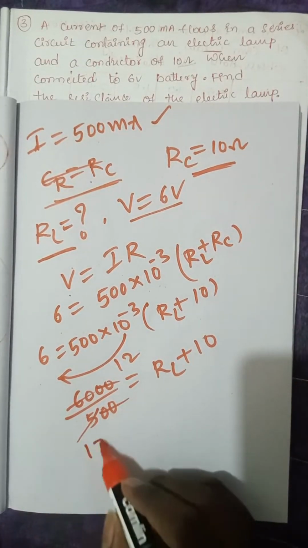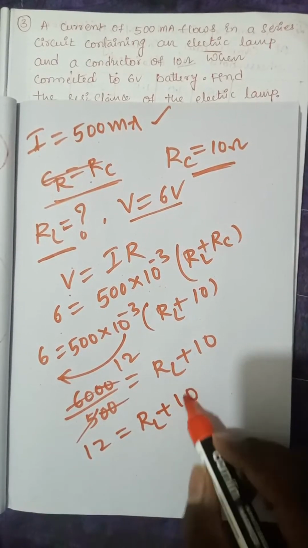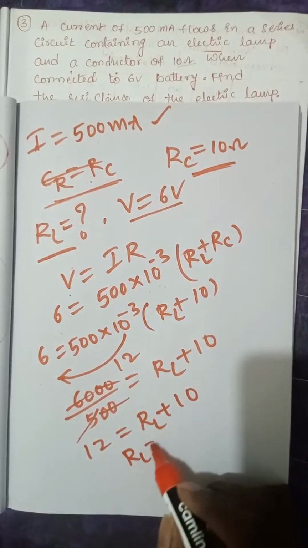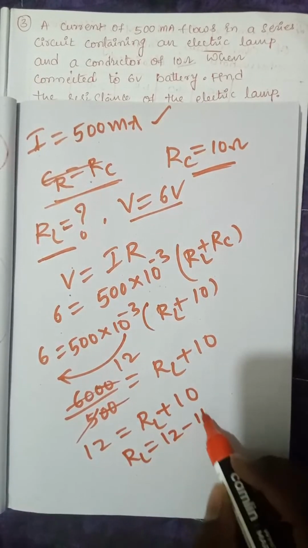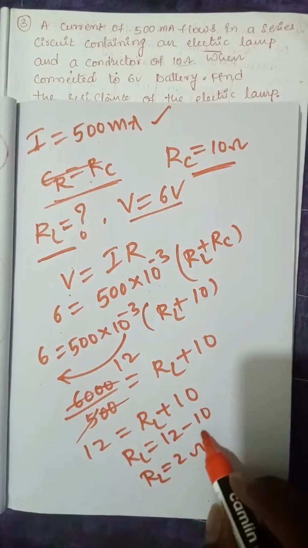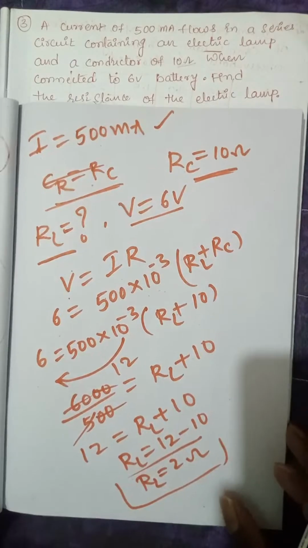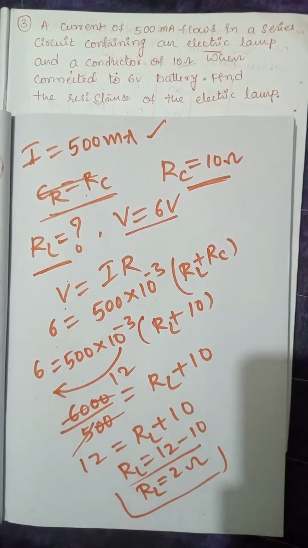So here 12 equal to RL plus 10. Then RL equal to 12 minus 10, and you will get RL equal to 2 ohm. So that is the answer. Did anyone get a different answer? Once again check the question. So this is the complete question and answer.